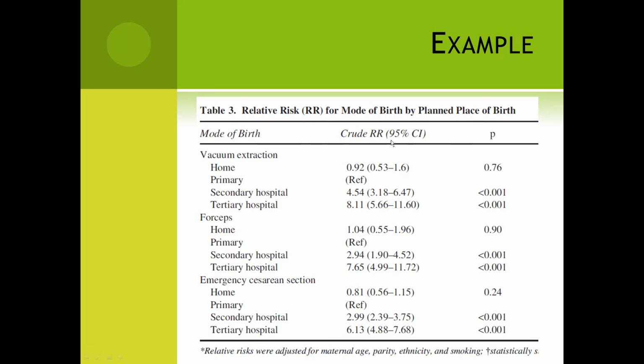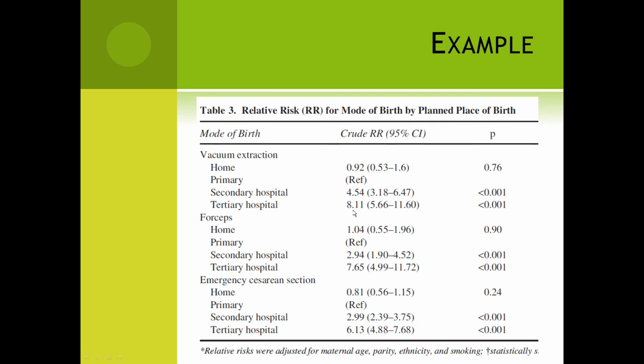So we'll stick with the crude relative risks in this column, and previously we've understood that a relative risk of less than 1 means less of the outcome. So women who were planning to have their babies at home were less at risk of a vacuum extraction than those who were planning to have their babies in a primary unit. And we also saw that relative risks greater than 1 meant they were at greater risk of the outcome. So this group with a relative risk of 4.5 has 4.5 times the risk of having a vacuum extraction compared to women who are planning to have their babies in a primary birth unit.